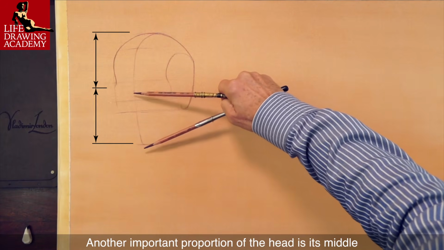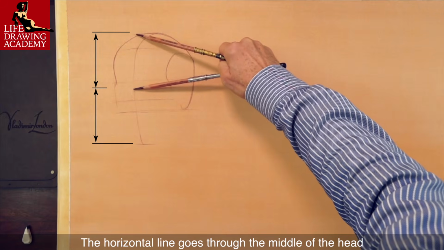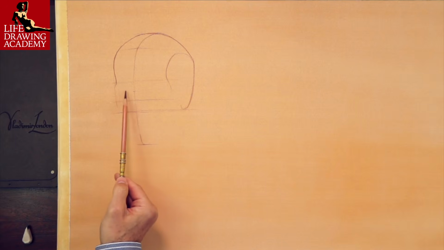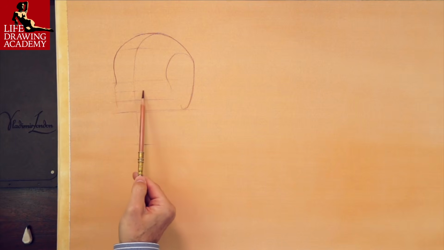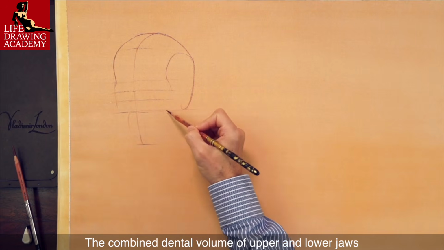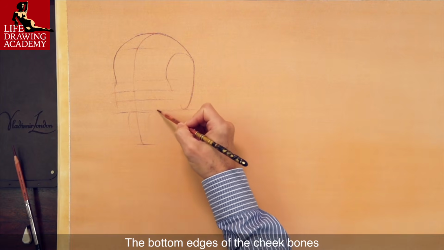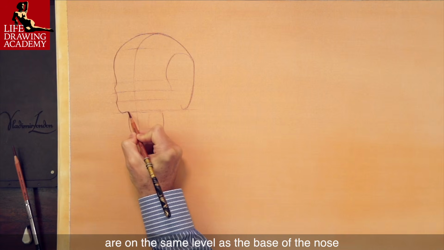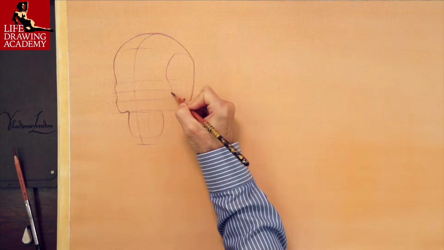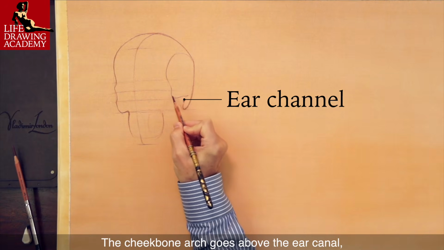Another important proportion of the head is its middle. The horizontal line goes through the middle of the head at the level of the eyes. The combined dental volume of the upper and lower jaws can be simplified as a virtual barrel. The bottom edges of the cheekbones are on the same level as the base of the nose, or 1/3 of the face. The cheekbone arch goes above the ear canal.